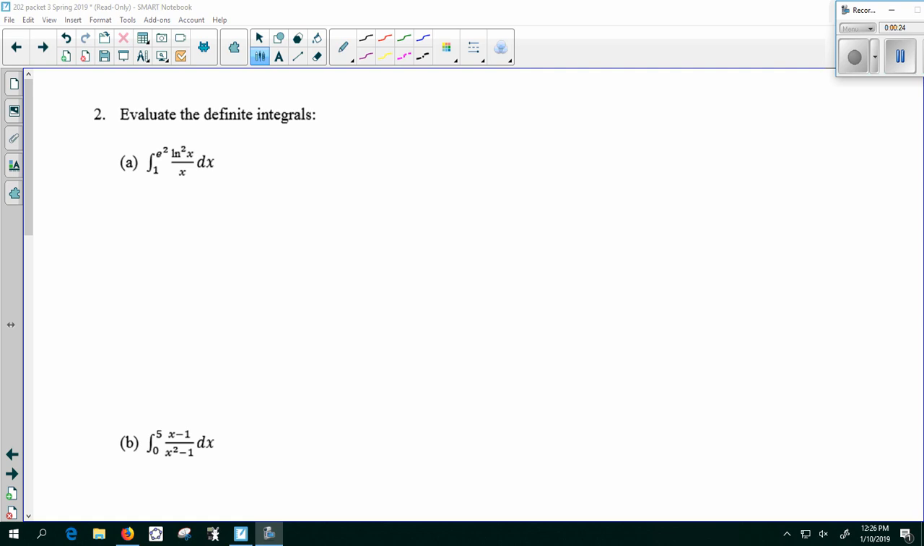Ln x and 1 over x are related as one is a derivative of the other. And whenever you see two functions in your integrand where one is a derivative of the other, u substitution is a good thing to try. So we'll do that first. So we're going to let u be ln x, and then du dx would be 1 over x.